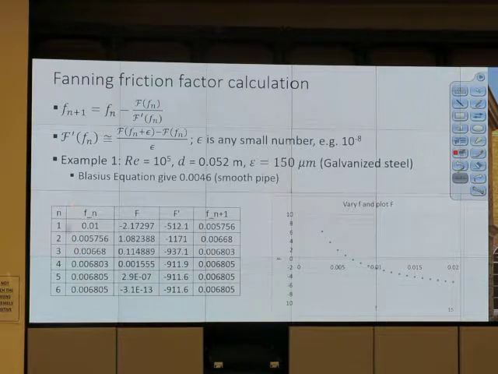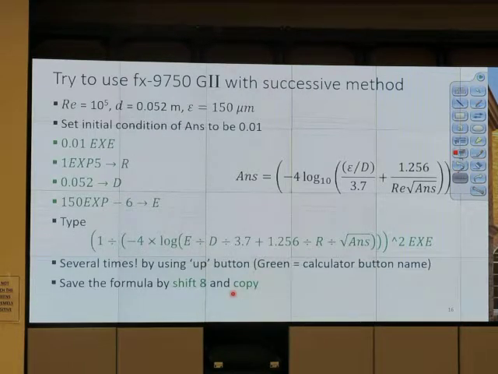Alright, if you try this function value, you will stop when the answer repeats itself. In this case, I get 0.006805. Try it. If you get something else, tell me. Maybe I'm wrong, but a previous student checked it for me already, and I think it's correct.